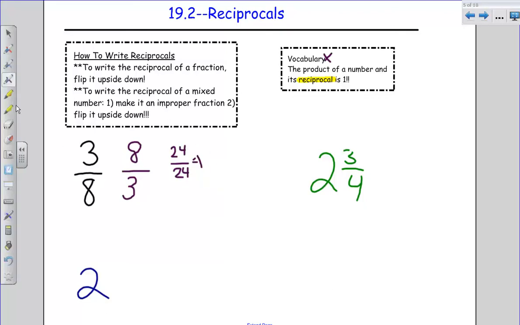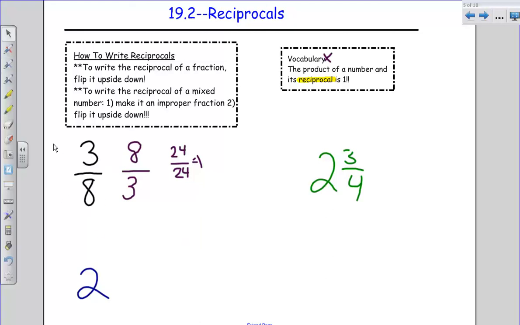We can also use Mr. Skura's handy-dandy little shortcut of looking at my numbers across. So my 3's are equal here, and my 8's are equal when I'm looking across. So that can also work, okay? Or I can just look at 3 times 8 is 24. 24 over 24 is 1. Alright, so that's just a fraction example.